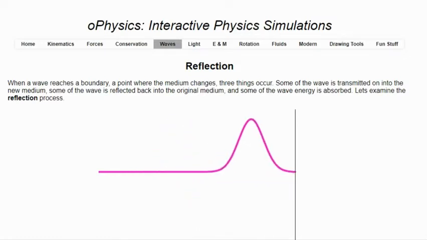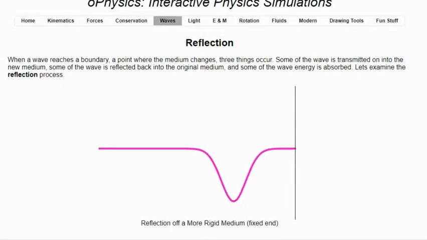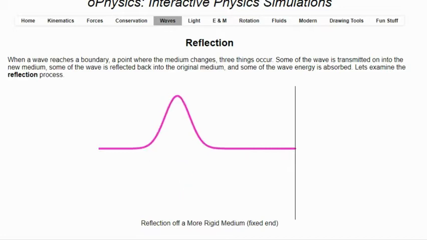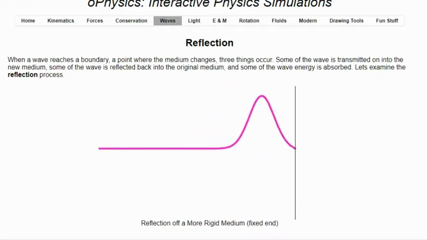And this particular simulation shows us what happens when a wave pulse reflects off a fixed end or more rigid medium boundary. Now, this happens if the medium, the string, for instance, is attached to the wall. It also happens if, say, a thin string is attached to a thick string. There is a boundary, technically, between a thin string and a thick string if two of them are tied together.